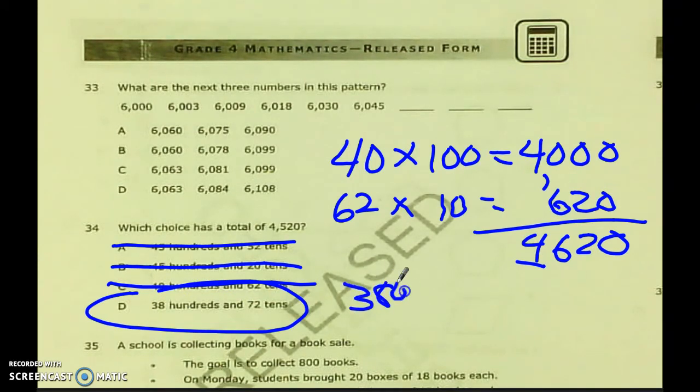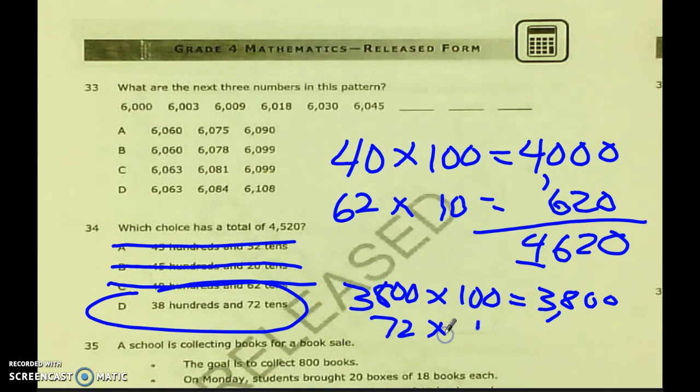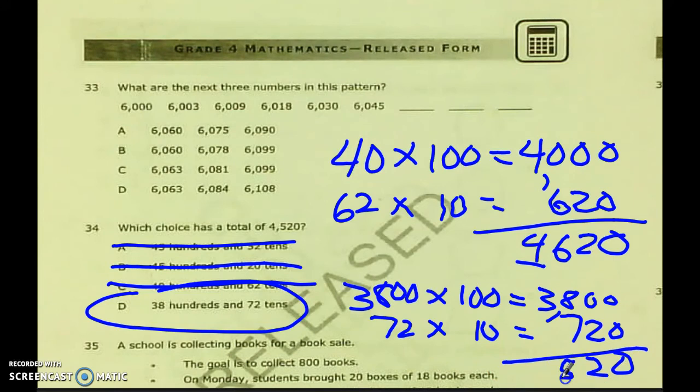Let's try it. 38 times 100 is 3,800. And 72 tens, 72 times 10 is 720. And there it is, 4,520.